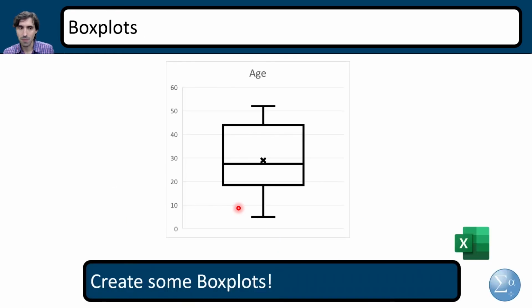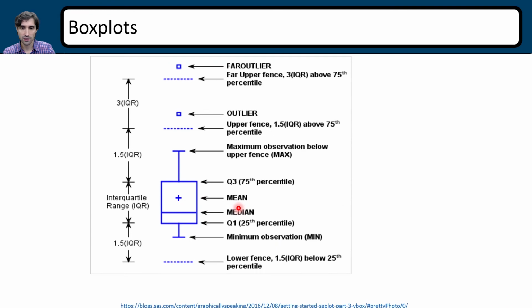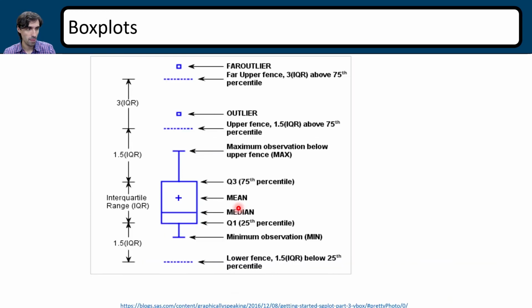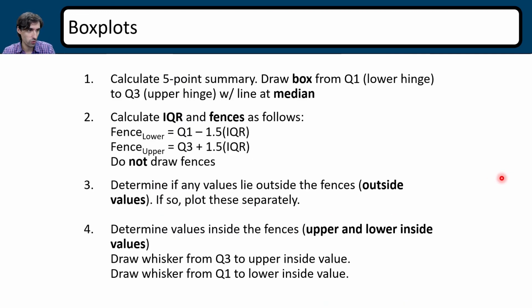All right, let's create some box plots. What does that look like for us? I want you to take the data set that we have here and turn it into a box plot. That's what it looks like. If you want to go into more detail, I would say just for time, let's move forward.